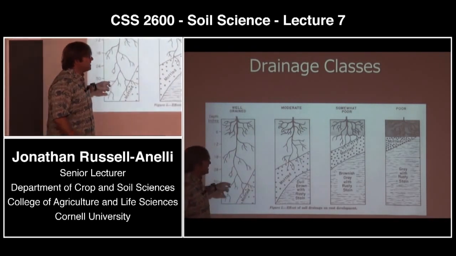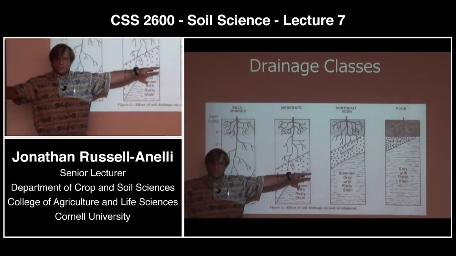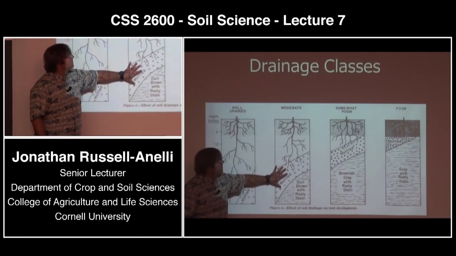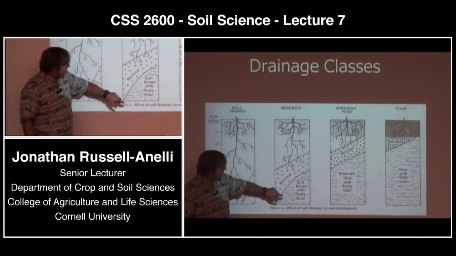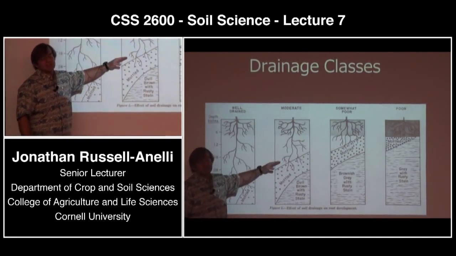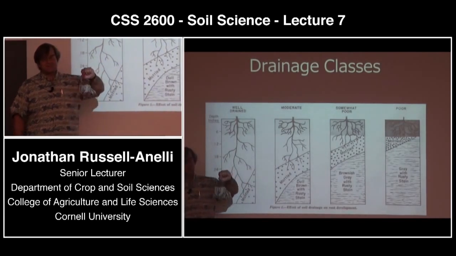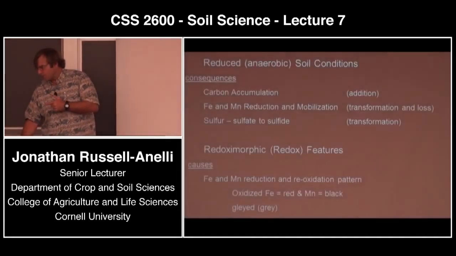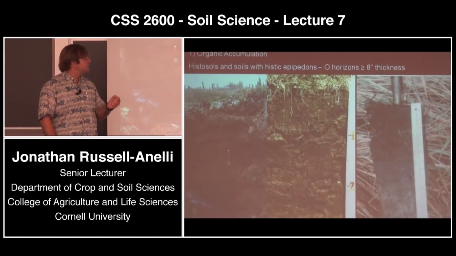If I see this over a large expanse of my soil unit, I know that this is a moderately drained soil because I'm finding it here consistently. Does that make sense? So let's take a look at some of these. I'm going to skip ahead, but let's actually take a look at some of these features.